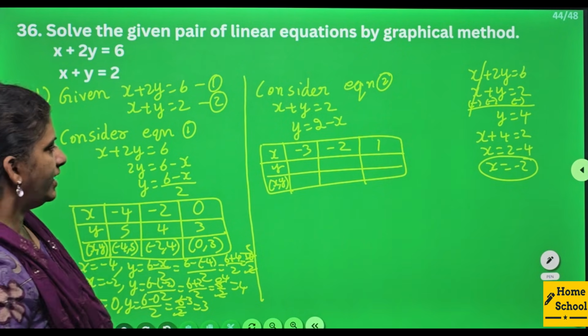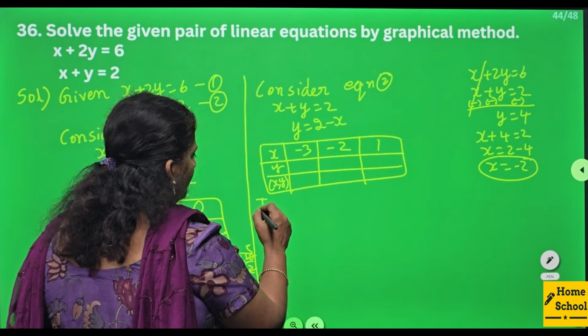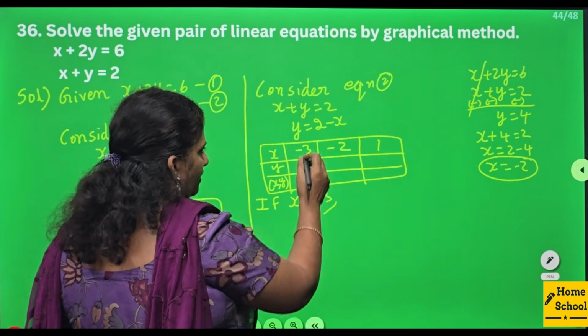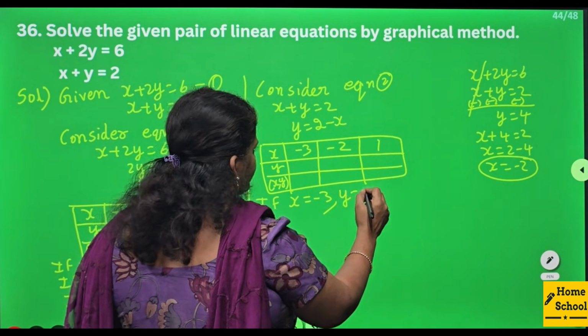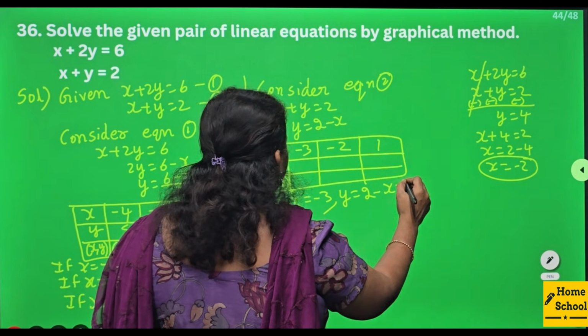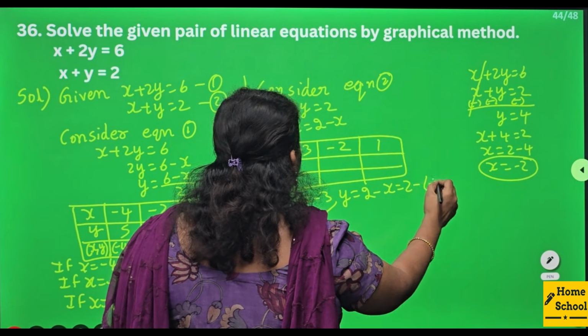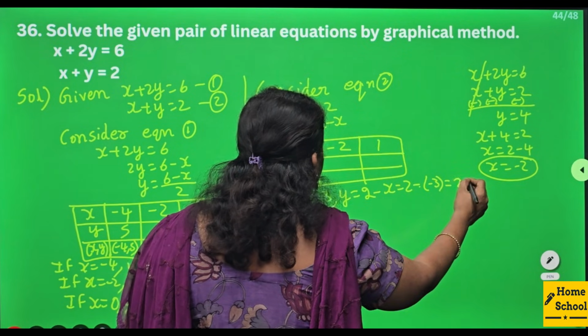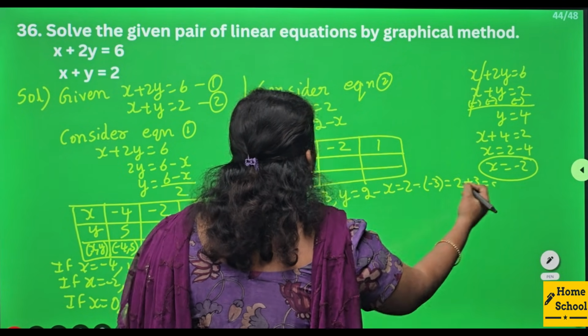And let's move to the next table. In the same manner, if x is equal to minus 3, what is the equation? y is equal to 2 minus x, you can write, and in the next step I will write 2 minus of minus 3. That is minus into minus is plus, 2 plus 3 is 5.